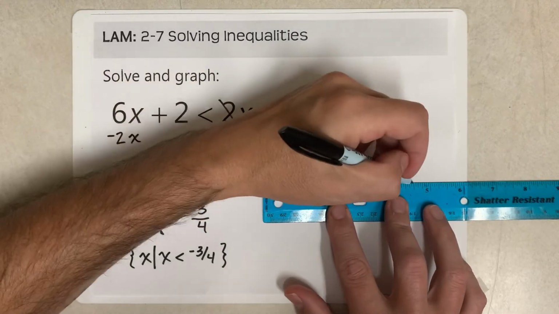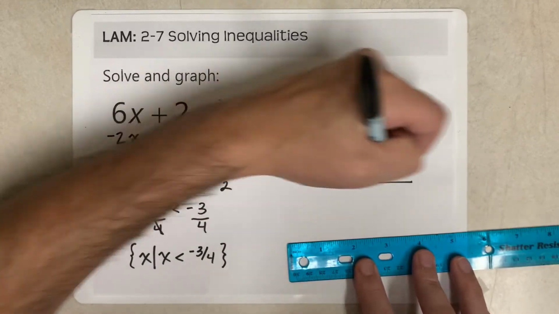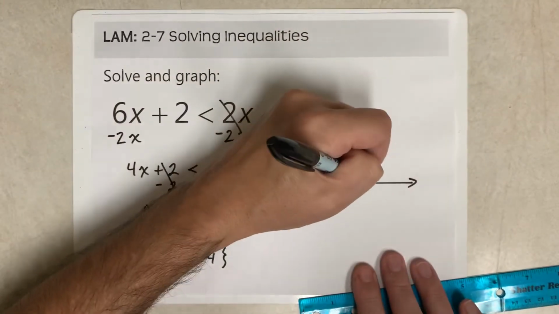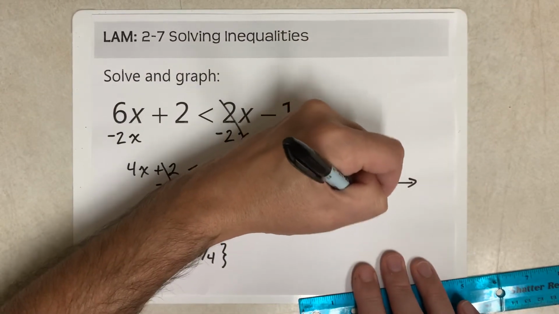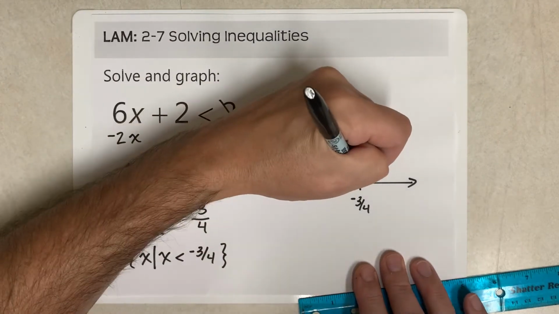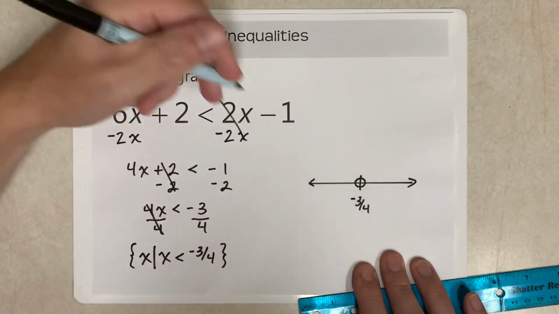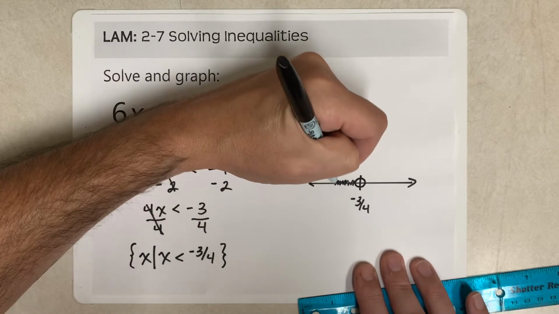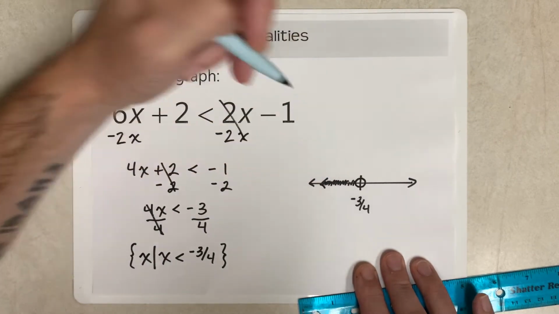All right, let's graph this thing. It looks like the only number I need on there is negative 3/4, right in the middle. I am looking at all numbers less than, so it is an open circle, strictly less than, and we're going to be shading to the left, just like that.